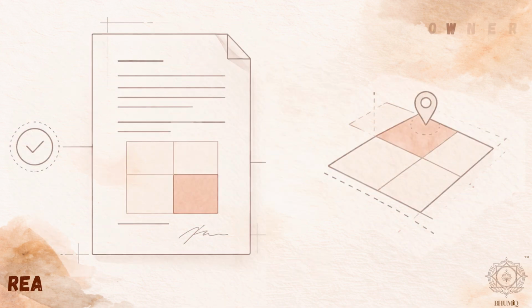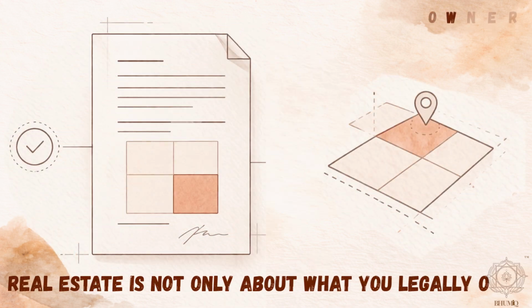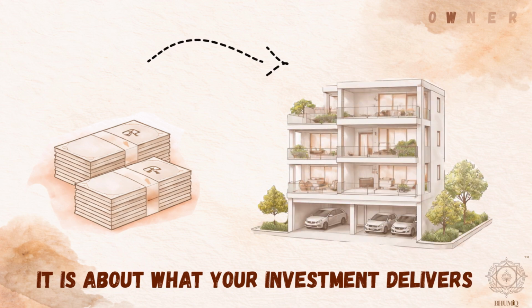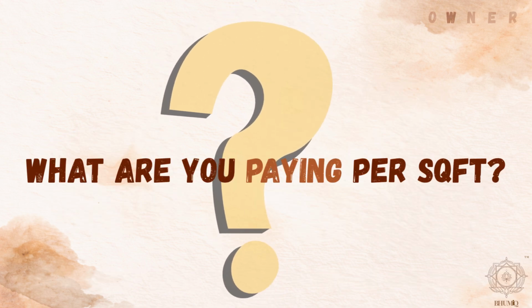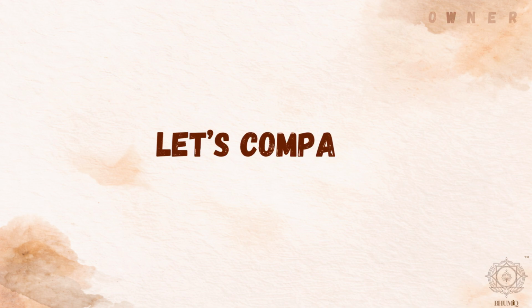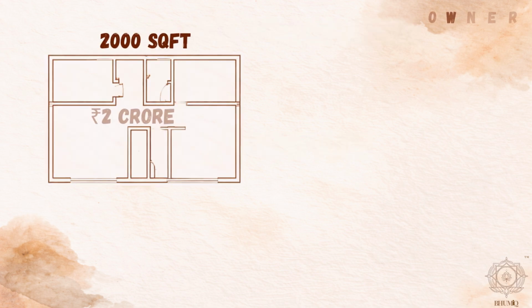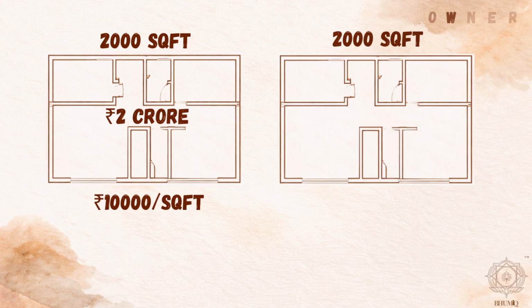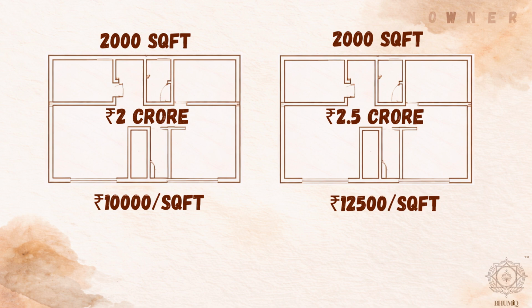W. Wealth. But real estate is not only about what you legally own, it is also about what your investment delivers. In simple terms, what are you paying per square foot? Let's compare. Imagine purchasing a 2,000 square foot flat for 2 crore rupees. That's 10,000 rupees per square foot. Now compare it to a newly constructed 2,000 square foot flat priced at 2.5 crore rupees. That's 12,500 rupees per square foot.